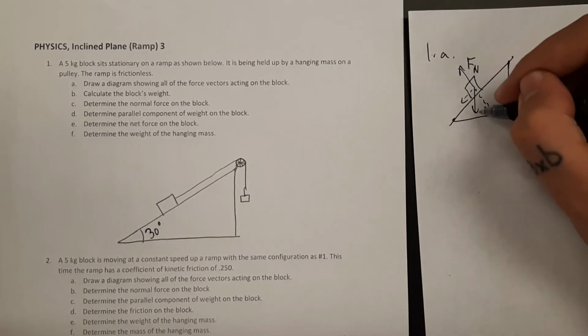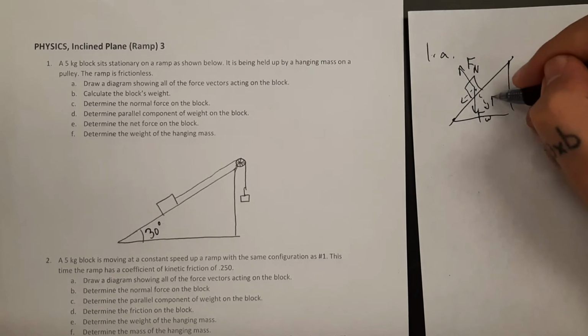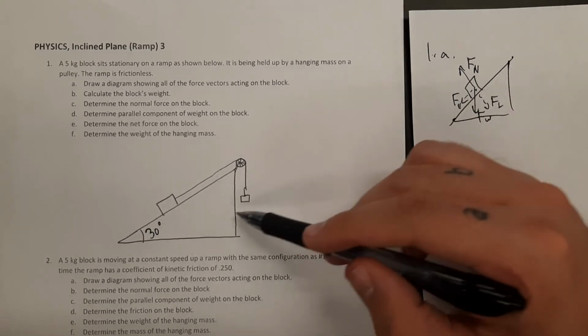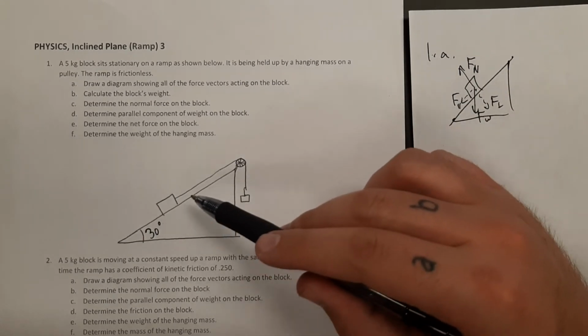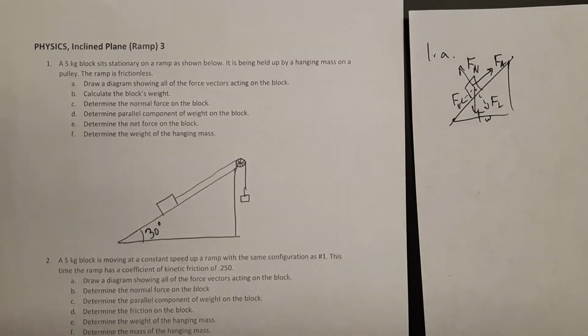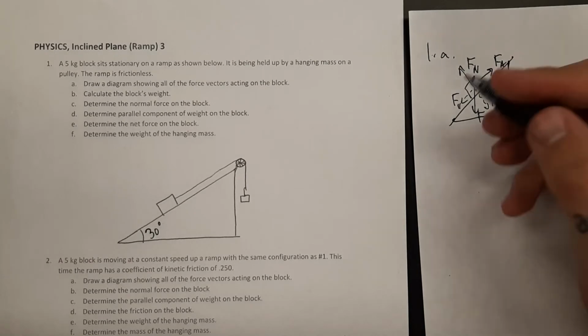Here we go. We got Fn, we got Fw. As usual, you've got your perpendicular component, you've got your parallel component. It says that it's frictionless. There is a force being applied by that thing's weight. This thing pulling down on this pulley is going to be pulling up with an applied force up the ramp. Okay? Voila. Diagram done.